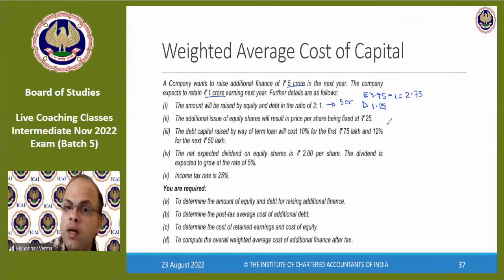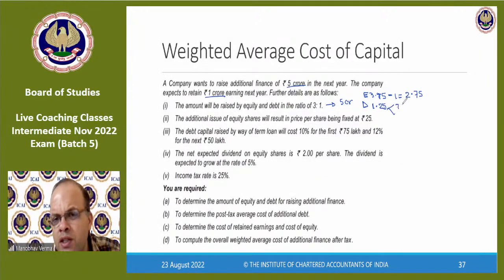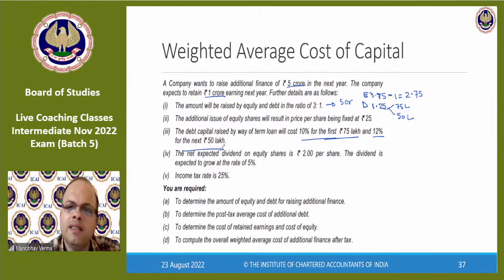And mind you, equity is very much wonderful, right? 2.75 new equity, 1 crore retained earnings. But look at the debt. Debt is 1.25. So that means 1.25 is further split into 2 aspects, 75 lakhs and 50 lakhs. Because for the first 75 lakhs, the cost of debt is 10%, and for the next 50 lakhs, it's 12%. So guys, everyone okay with that? The first part?